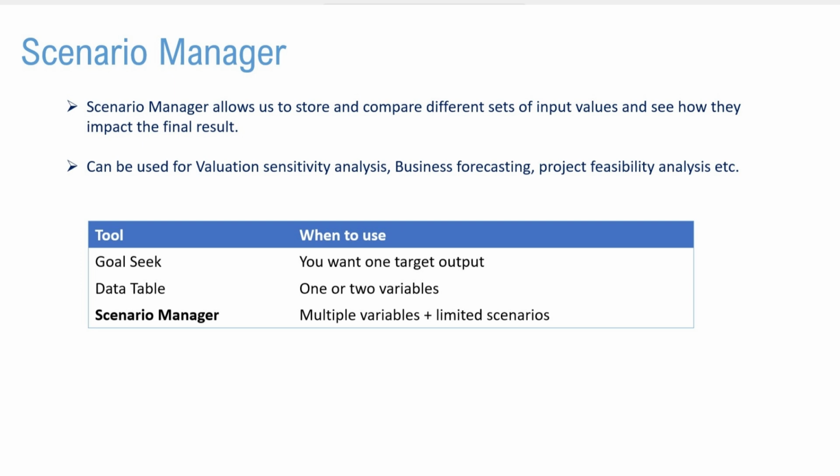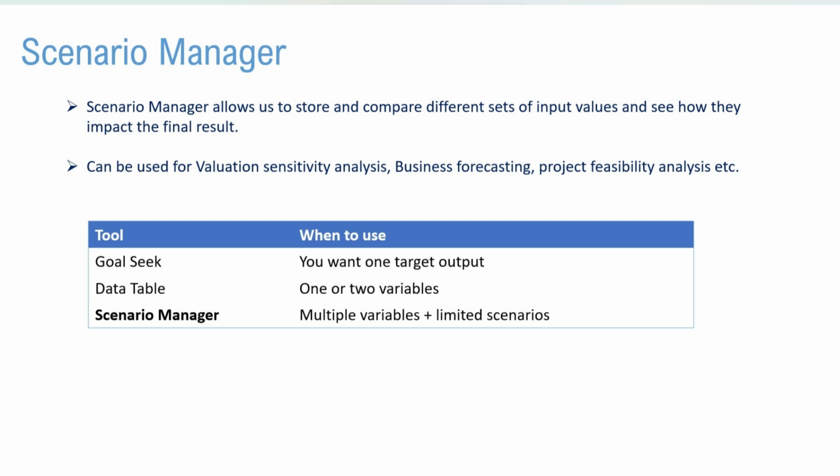In our previous two videos, we discussed goal seek and data table. Goal seek can be used when we want the desired output by changing one input. Data table can be used for sensitivity analysis with one or two variables. A scenario manager is more flexible as compared to goal seek and data table. So here the user has the option to run multiple scenarios with multiple variables instead of one or two variables.